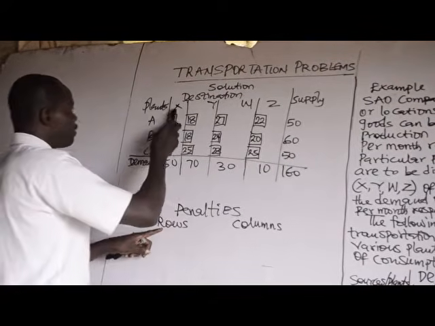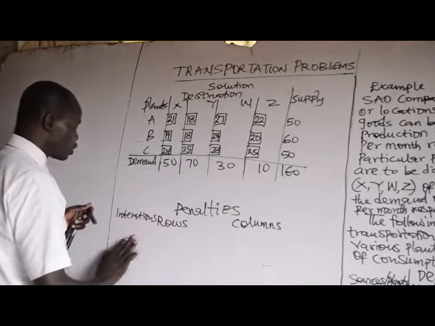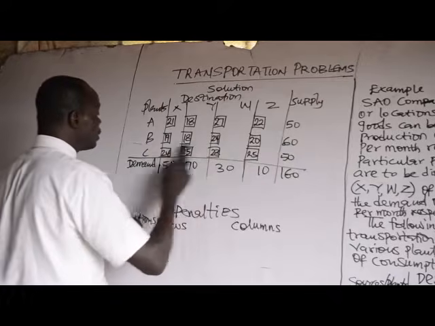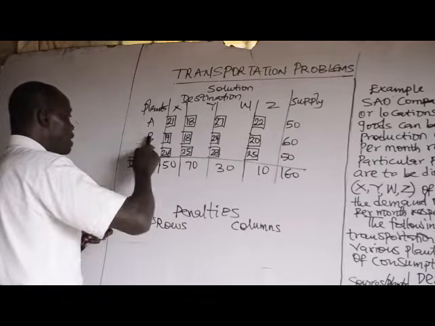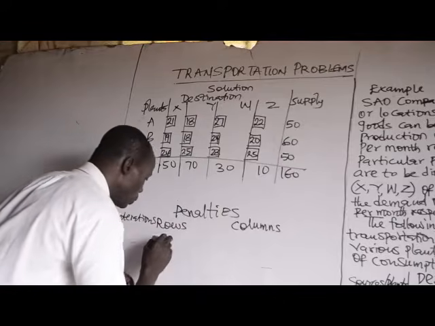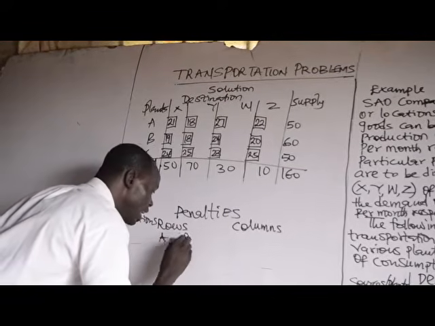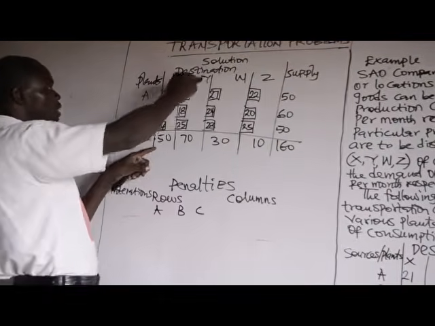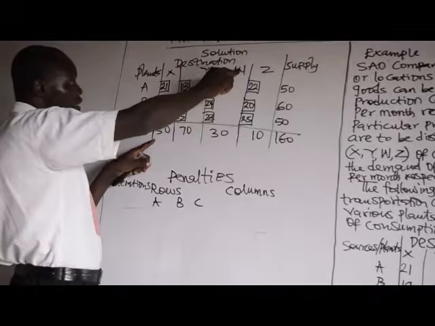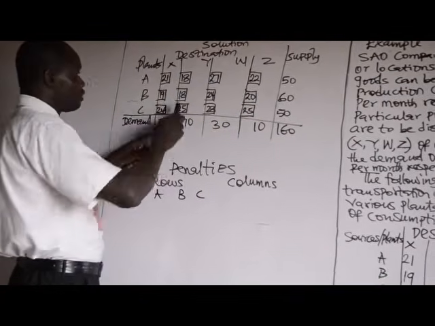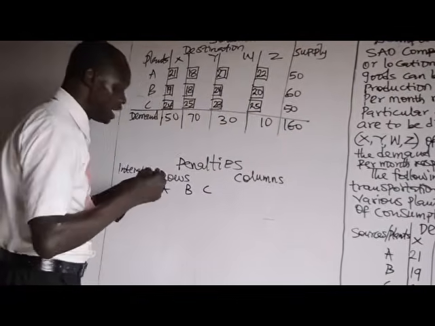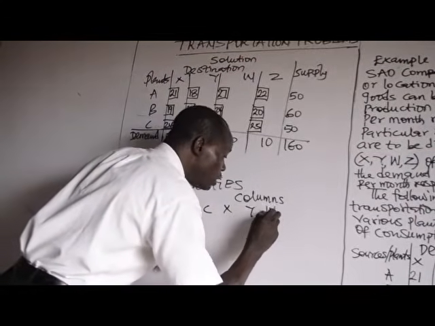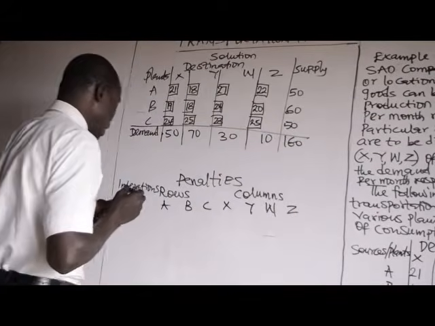The rows we have: this is a row, this is another row, this is another row. We have rows A, B, and C. And the columns: this is a column, this is another column. We have X, Y, W, and Z as the columns.